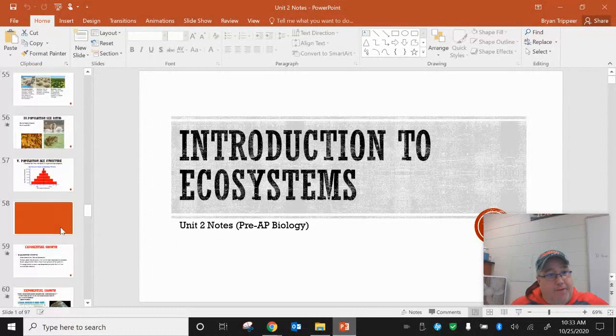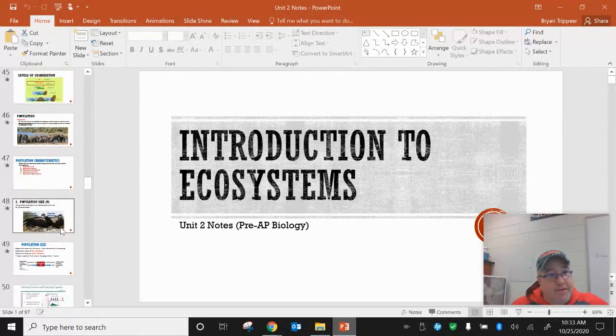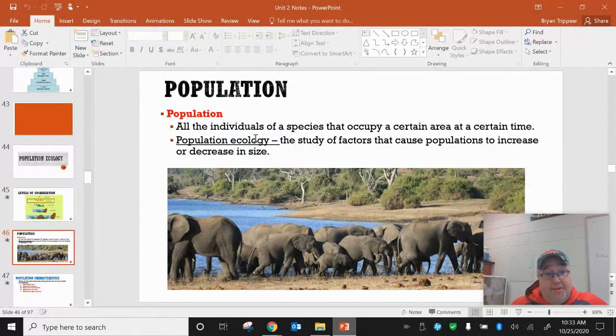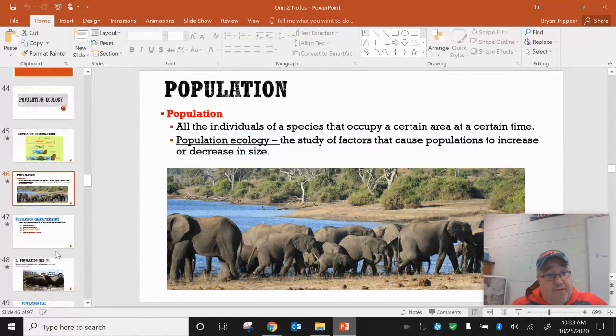I want to quickly review just a couple of things that we discussed last week. Right now we're in the middle of our discussion on ecology, and we're focusing on the population level of ecology. So we're studying population ecology. Make sure we know the definition of a population.